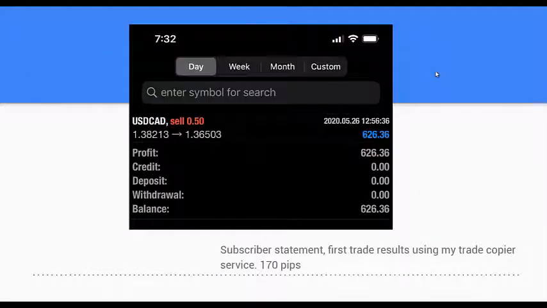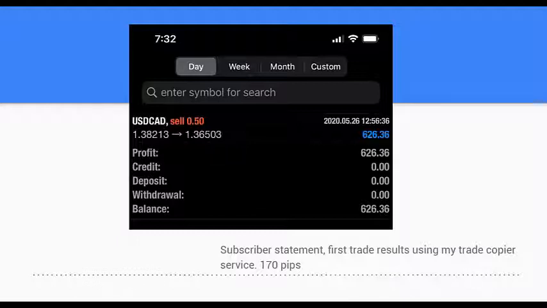This was another screenshot. I believe this was a cell phone screenshot and a subscriber statement. I think this was the dollar Canadian trade that I was talking about. I mentioned earlier that we had a continuation breakout trade a while back, about 3 or 4 weeks ago, pretty close. This was 171 pips profit on this trade, and it was half a standard lot. You can see the 0.5 they were using on this trade. So this one particular trade resulted in $626 for this subscriber.